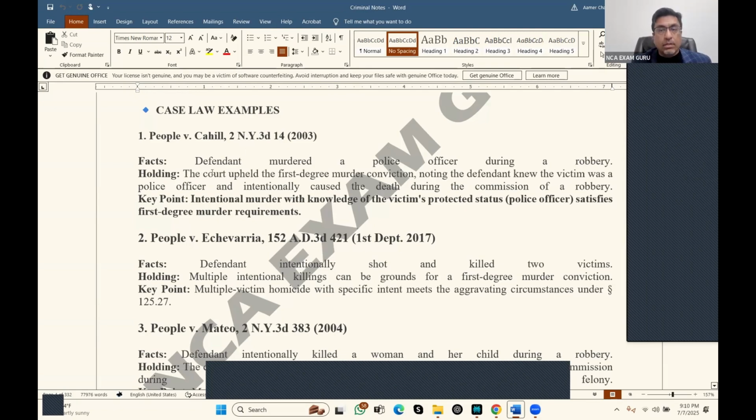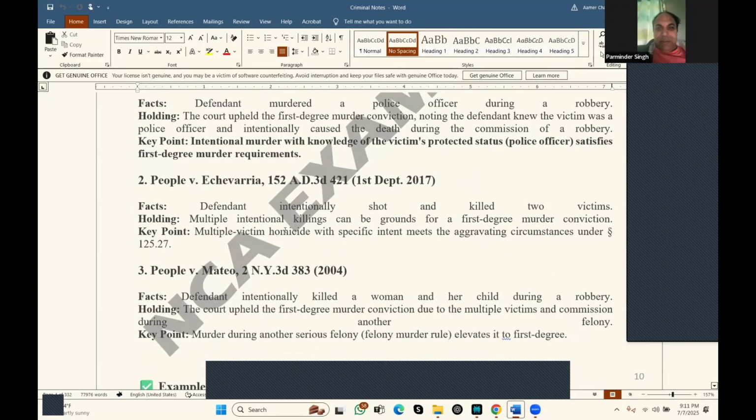The court upheld the first degree murder conviction, noting the defendant knew the victim was a police officer and intentionally caused the death during the commission of a robbery. So you have to tell the examiner that there are two kinds of first degree murder. Although in the given scenario there is no planning and deliberation, so you will not establish that. But second, the victim was known to be a police officer; this rule applies to a specific person. Here he will be charged for first degree murder, and the felony murder rule is also applicable. Two are applicable, so you get 2 marks.